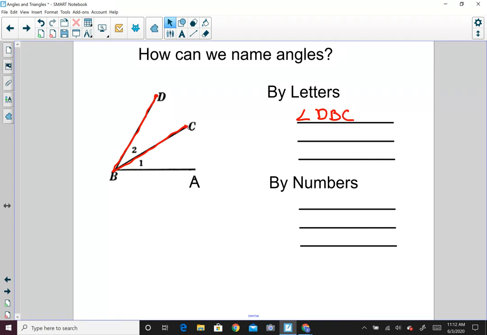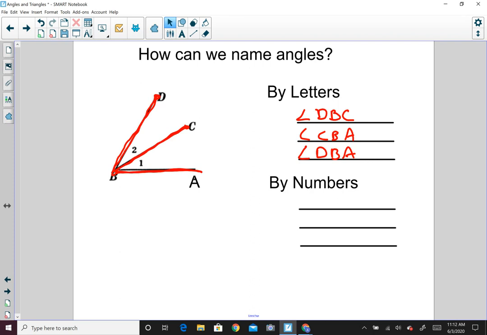If I start at C and come down to B and then travel to A, that's a whole other angle, isn't it? So I have angle C, B, A. Then I have the big giant angle. If I start at D, go to B, and then move over to A, I have angle D, B, A. So this picture alone has three little angles in it.